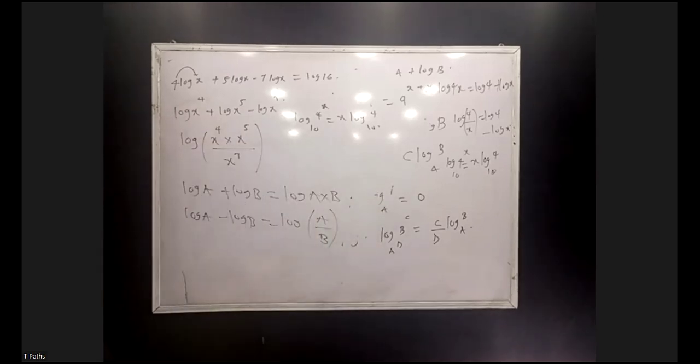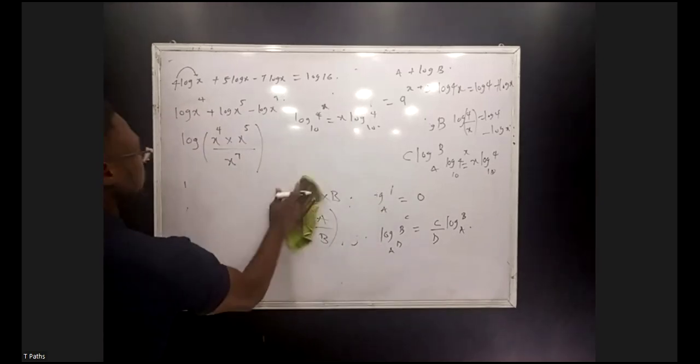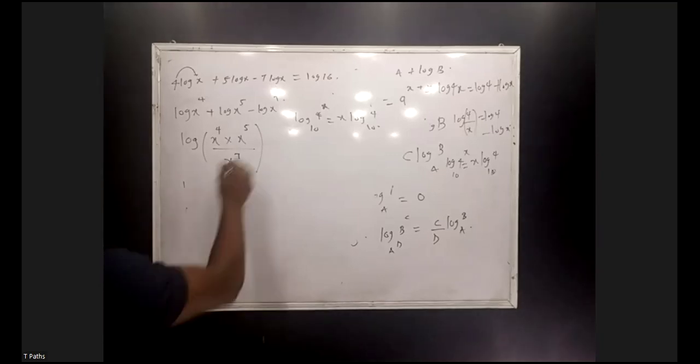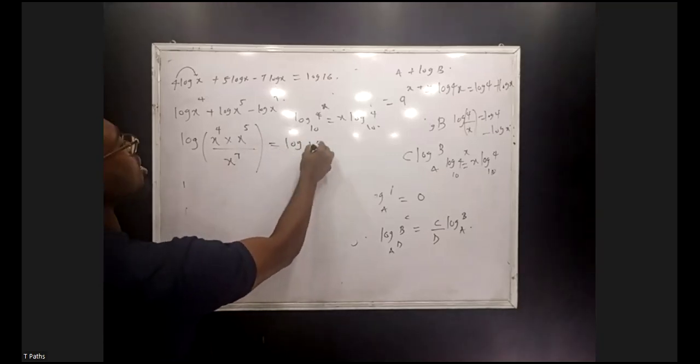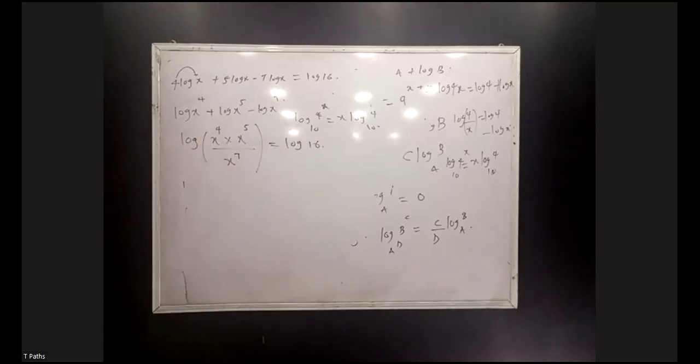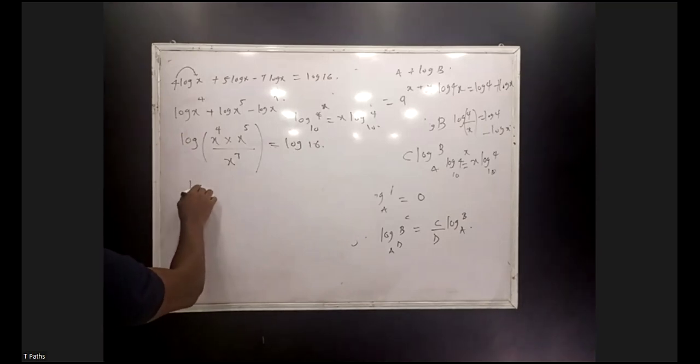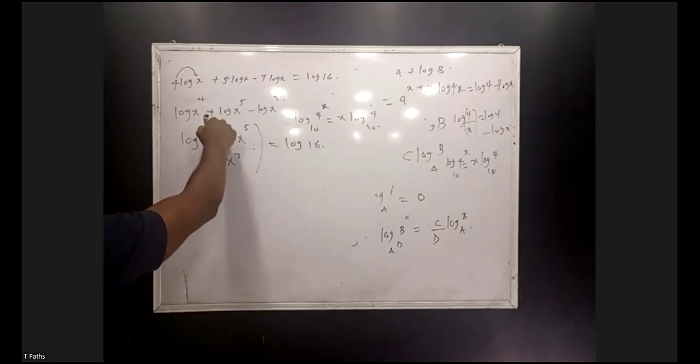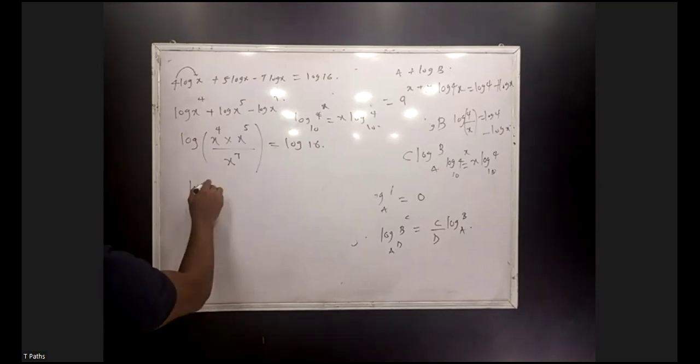So in that manner, everything is equal to log 16. So now, this is where you apply your indices. Log of x raised to the power 4 times x raised to the power 5 will give you what?